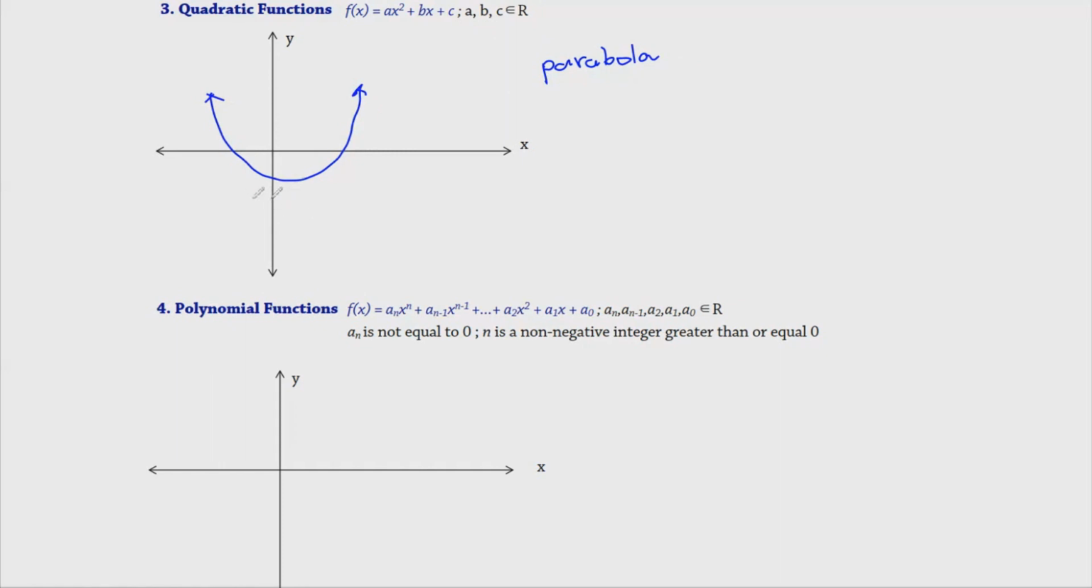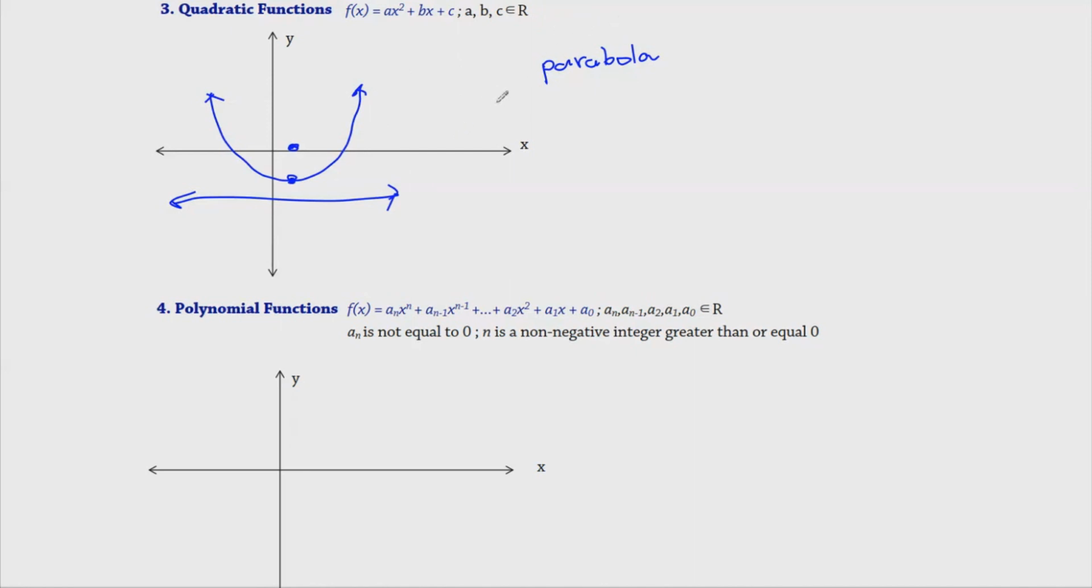And the parabola would have some parts like the directrix, the focus, and the vertex. So these are the common parts of the parabola. And it is usually given by y equals ax squared plus bx plus c. So a, b, and c should be elements of real numbers. Okay? So much for the quadratic functions.